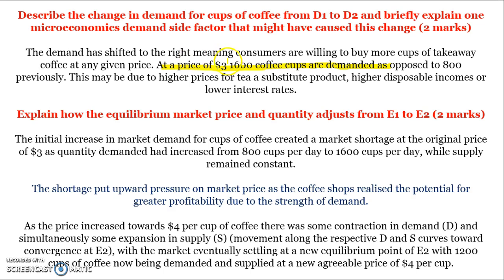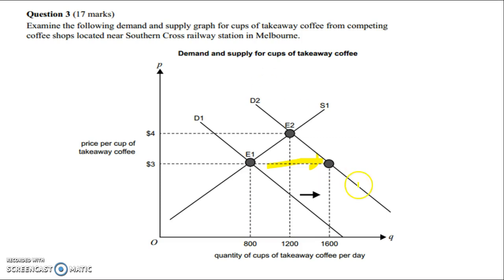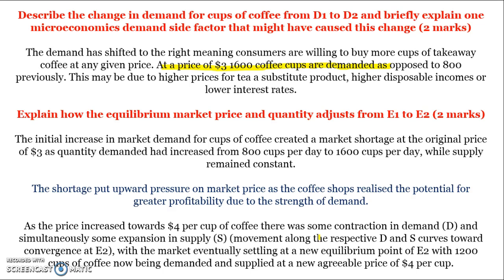This may be due to a higher price for a substitute like tea, or higher disposable incomes or lower interest rates or something like that. Articulate really clearly that the demand curve has shifted to the right, which means that there's more demand at any given price. Provide an example using the figures. Now there's 1,600 units instead of 800 units. Explain how the equilibrium market price and quantity adjust from E1 to E2.